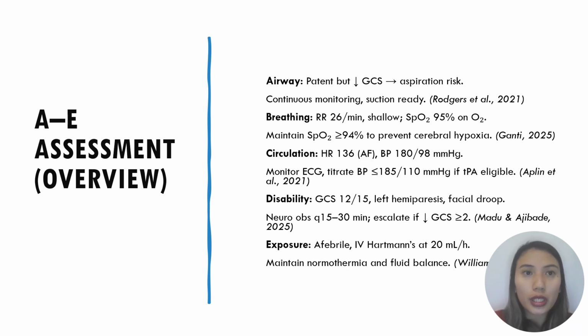Talking about breathing, Mrs. Milo's respiratory rate is 26 breaths per minute with a shallow breathing pattern and oxygen saturation of 95% while receiving 6 liters of oxygen per minute via Hudson mask. Tachypnea reflects a compensatory response to maintain adequate oxygen delivery to the ischemic brain tissue known as the penumbra. Supplemental oxygen is appropriate to sustain oxygen saturation above 94% and prevent further neuronal damage. However, oxygen therapy should be carefully titrated to avoid hyperoxia, which may increase oxidative stress and worsen neurological outcomes.